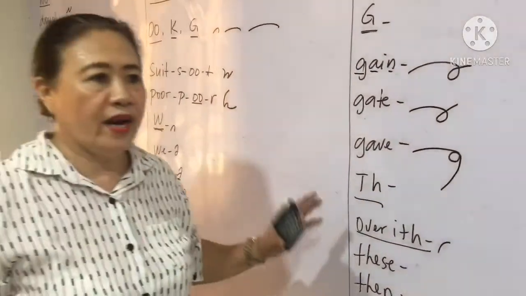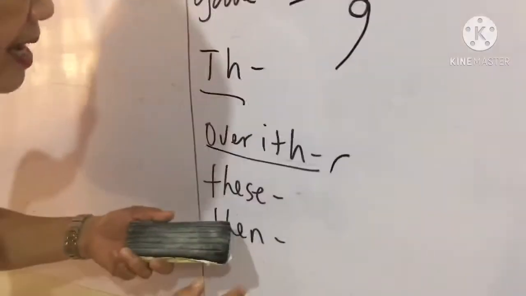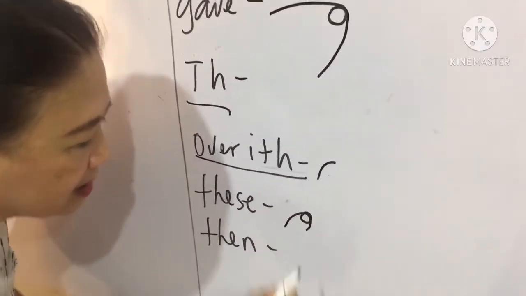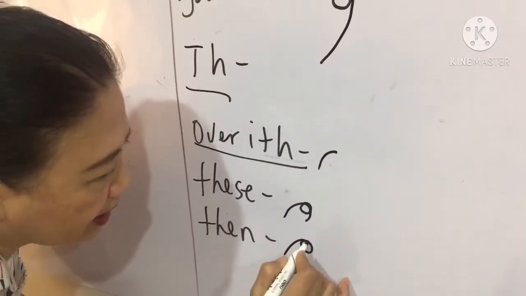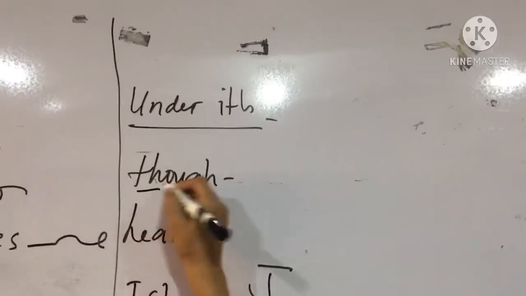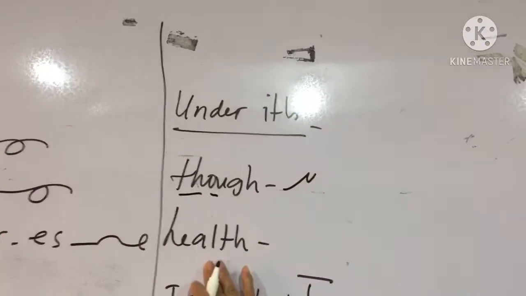It's either over ITH or under ITH. For over ITH, we have E and H. For the then, we have over ITH, E, and N. For under ITH, we have an example: TH and O, under O, health.